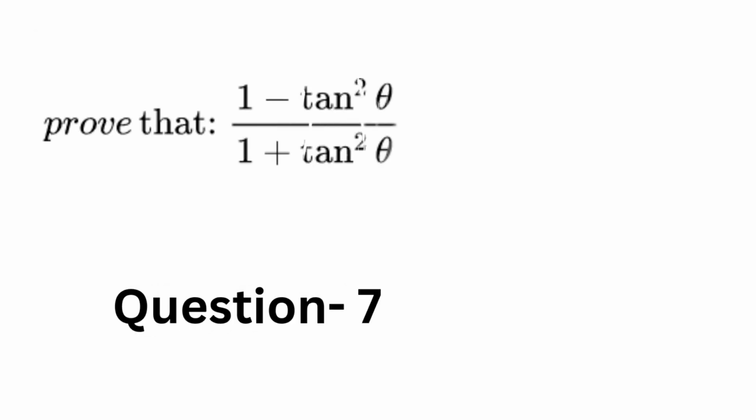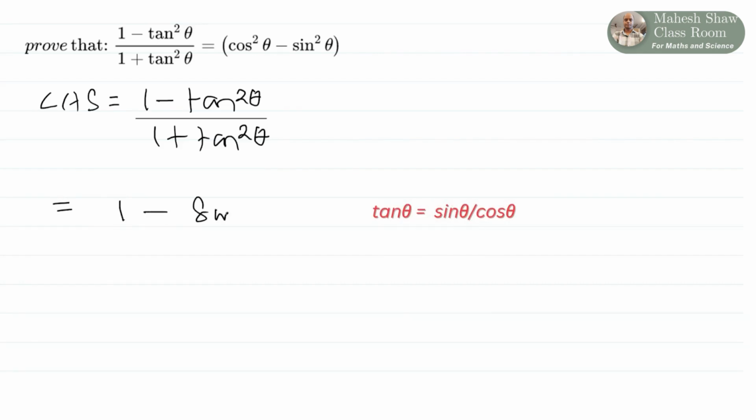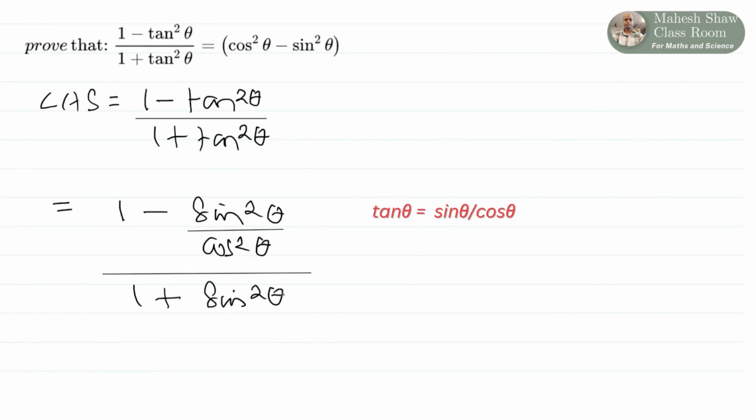In this question, we have to prove that (1 minus tan square theta) over (1 plus tan square theta) equals cos square theta minus sine square theta. Here we have LHS as 1 minus tan square theta over 1 plus tan square theta. Now we are going to write tan as sine by cos. So it is 1 minus sine square theta by cos square theta in the numerator, and in the denominator this is 1 plus sine square theta over cos square theta.